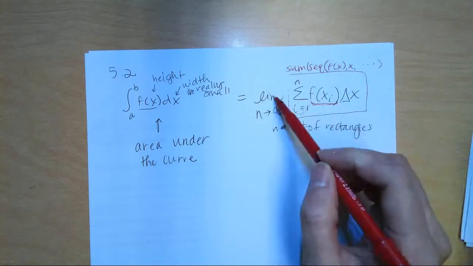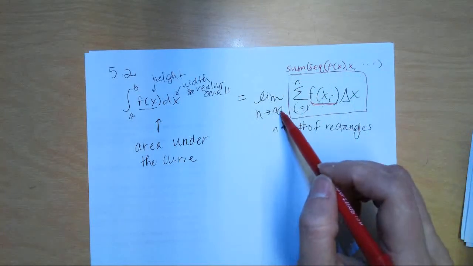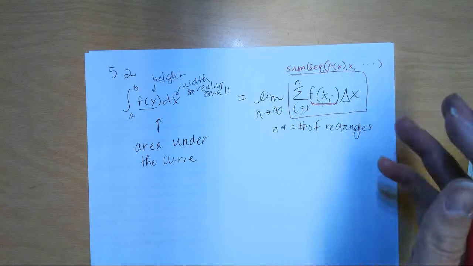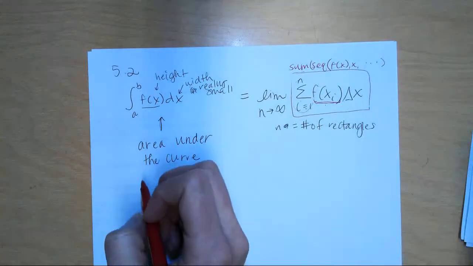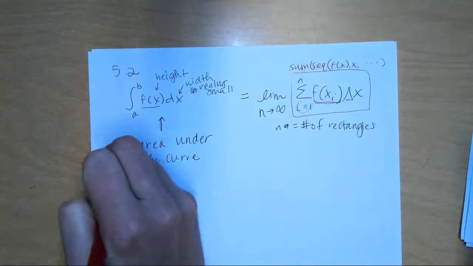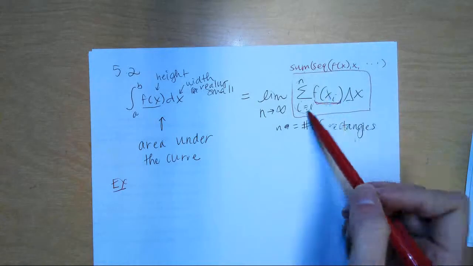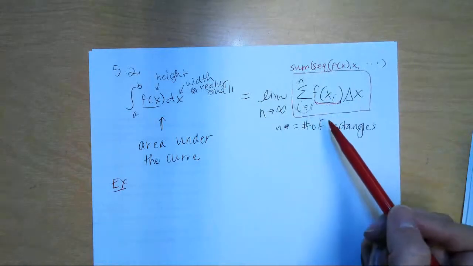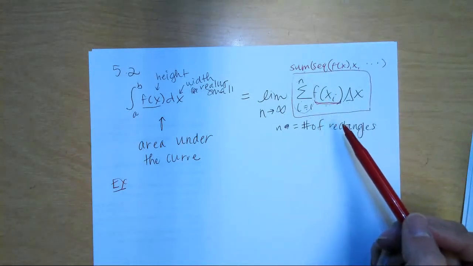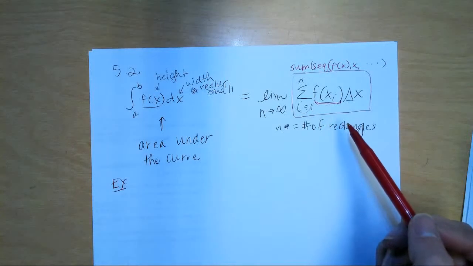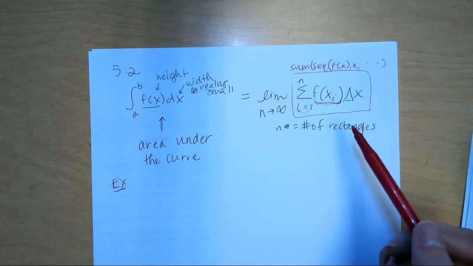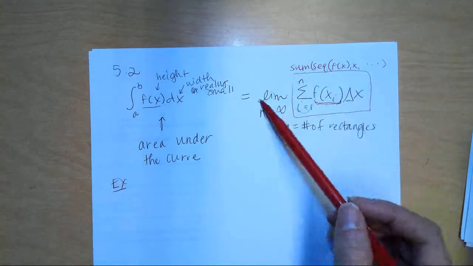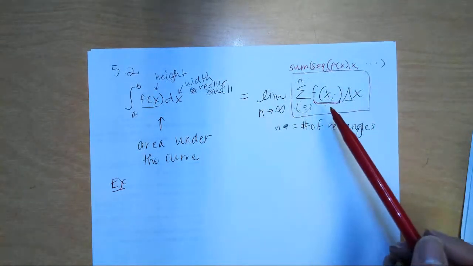Alright, so the limit of this whole thing is n goes to infinity. Remember, n is the number of rectangles, so as the rectangles go to infinity. Make sense? Okay. This is actually the definition. Do you remember how when we did derivatives we did the limit as h goes to 0 of f of x plus h, blah, blah, blah? That was the actual definition of a derivative. This is the actual definition of an integral.